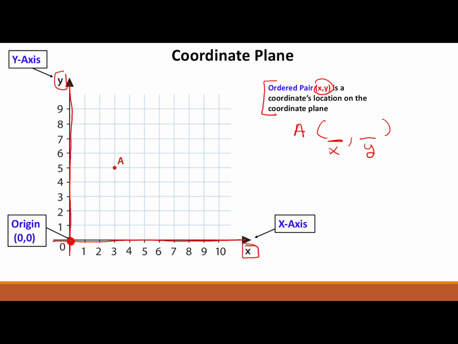To find the x-coordinate, you're going to go down from point A to the x-axis, and notice the x-coordinate here is 3. To find the y-coordinate, we're going to go back to point A and go left until we get to the y-axis. And as you can see, the y-coordinate for point A is 5. So point A is located at (3, 5) on the coordinate plane. Alright, we're going to go ahead and do 2 more.